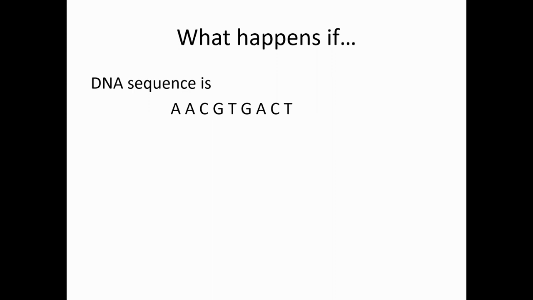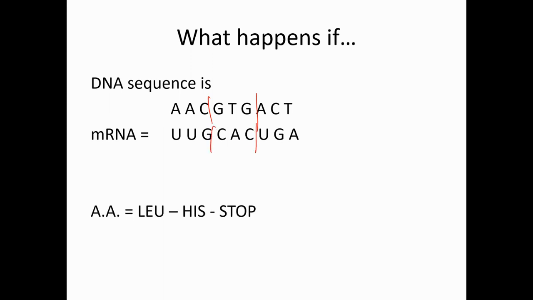Here's our DNA sequence. So I'm going to break this down. I got 1, 2, 3, 1, 2, 3. So we have 2 codons. The messenger RNA would look like that, 1, 2, 3, 1, 2, 3. And our amino acid sequence would look like that.